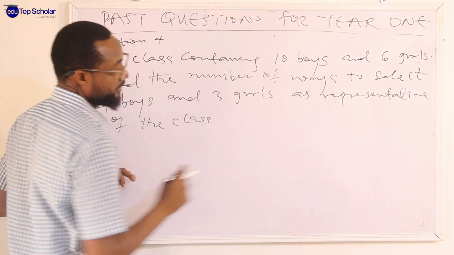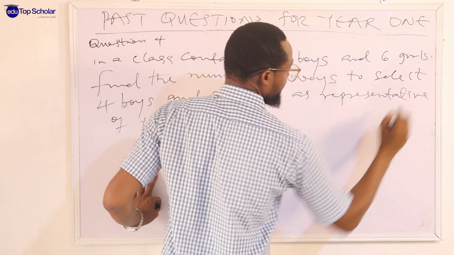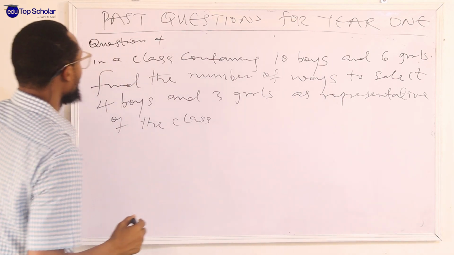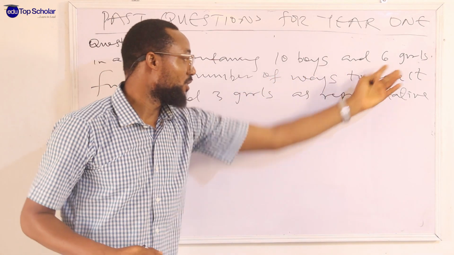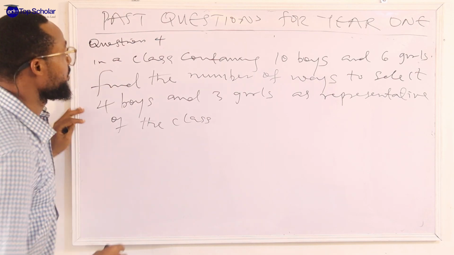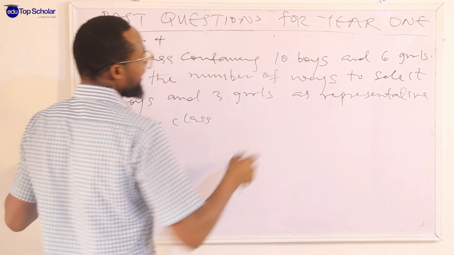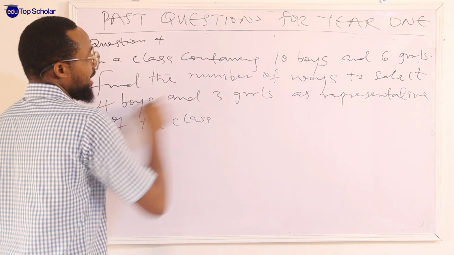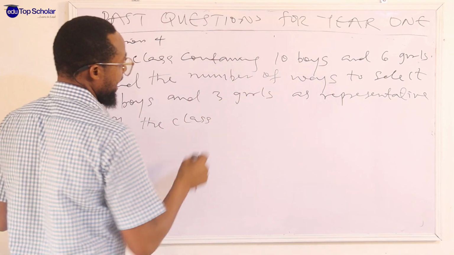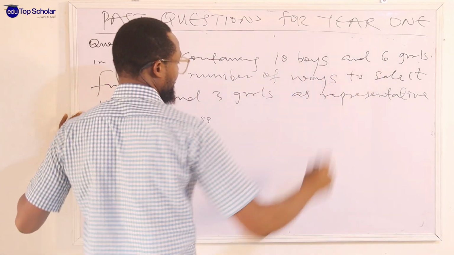Of the class. So here, in all of this information, all we needed is the number of boys and the number of girls, the total number of boys and total number of girls. And we want to select 4 boys out of 10 boys and 3 girls out of 6 total.